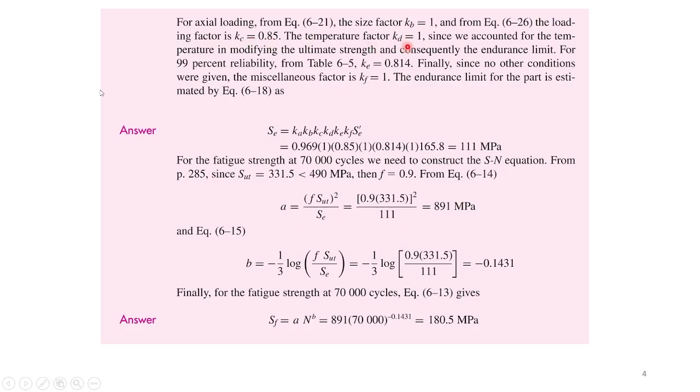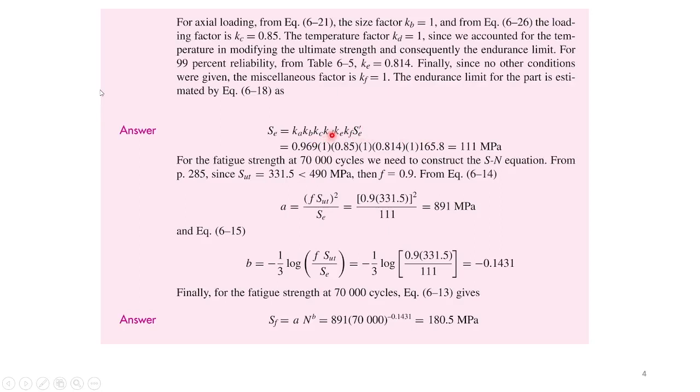I already took the effective temperature in the first way. I will have to substitute for KD to be 1. He says that reliability is 99%. So I will go to the table for the reliability modifying factor and I will get the KE value. He did not mention anything about the miscellaneous effect factor. So I will have to take KF to be 1. Okay? So now I will correct the endurance limit. This is the fully corrected endurance limit, which is equal to KA, surface finish factor, KB, size factor, KC, loading modification factor, KD, temperature factor, KE, reliability factor, KF, miscellaneous effect factor, and this is the SE that was calculated in the previous slide.